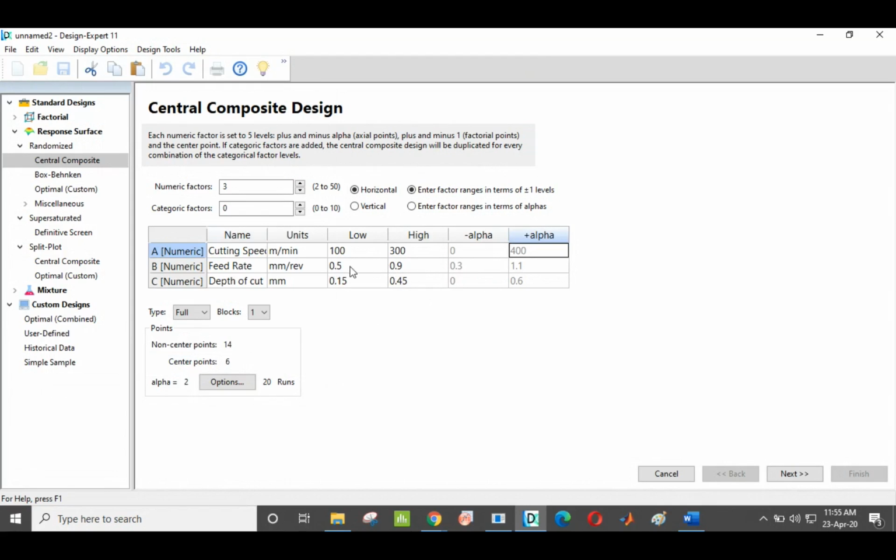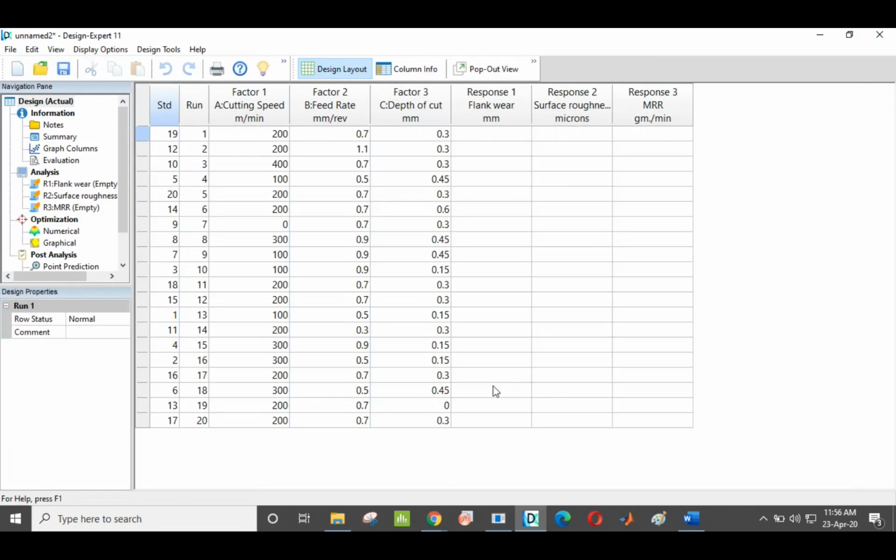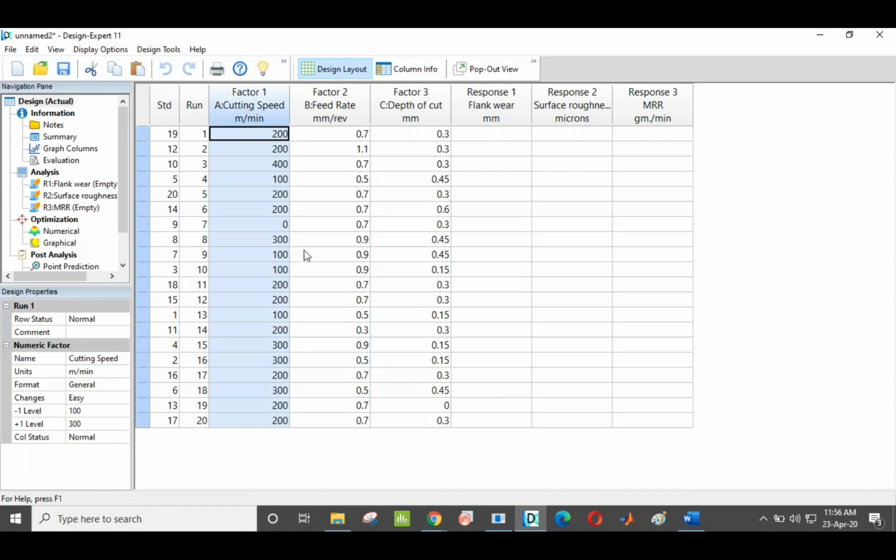Similarly for this, the middle value is 0.7, so the difference is 0.2. So 0.5 minus 0.2 is 0.3 here, and 0.9 plus 0.2 is 1.1 here. Now I will go with this. Finish. So here you can see 5 level values.